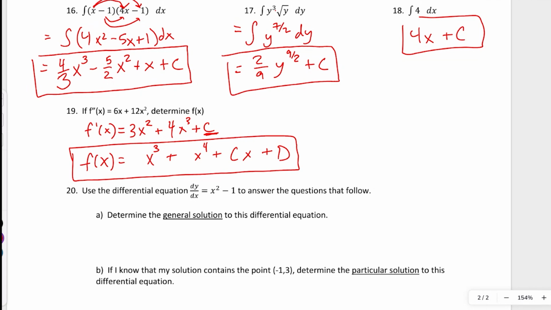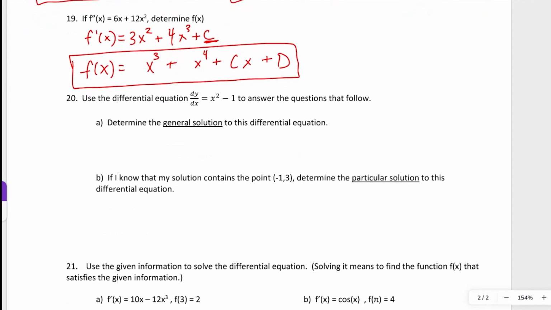So yeah, there are going to be infinitely many different solutions here, right? And you've got infinitely many C's and infinitely many D's. So you've got quite a good number of antiderivatives of 6x plus 12x squared. Or not antiderivatives, but the antiderivative of the antiderivative of 6x plus 12x squared.